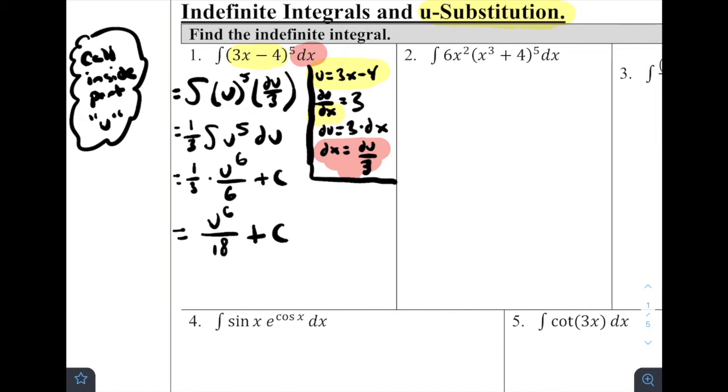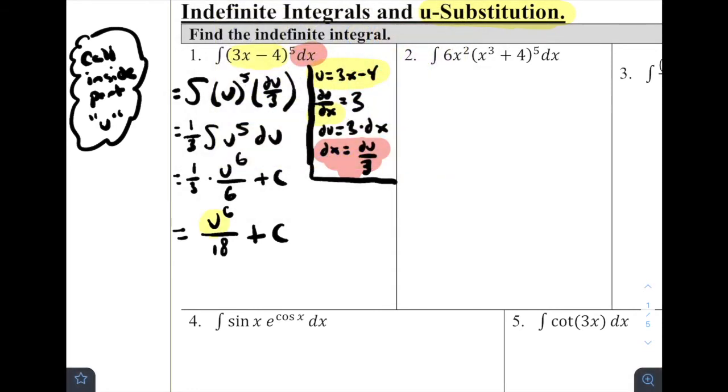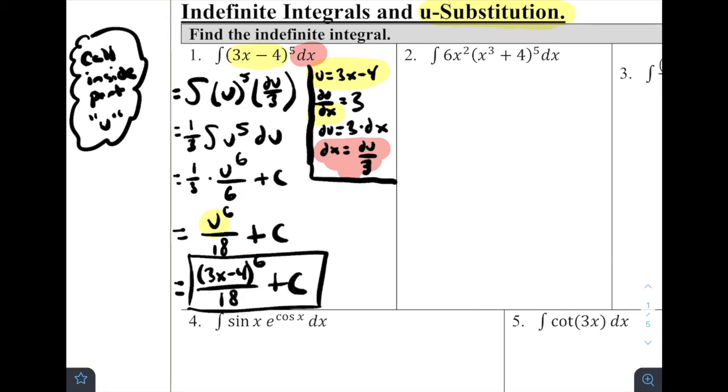Now the last step here is, we did this all in terms of u, but the original problem was in terms of x. So my last step is I'm going to take this u, that was 3x minus 4, and substitute that in for my final answer. So that u that's right here, which I'll go in yellow, is going to go back to being 3x minus 4. So my final answer here is (3x minus 4) to the 6th over 18 plus c. That would be my final answer for problem number 1.